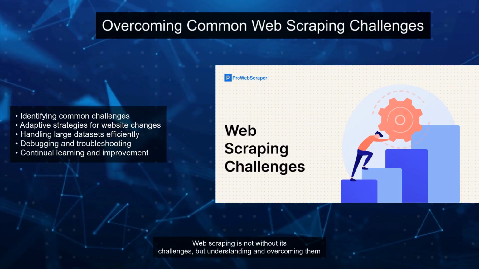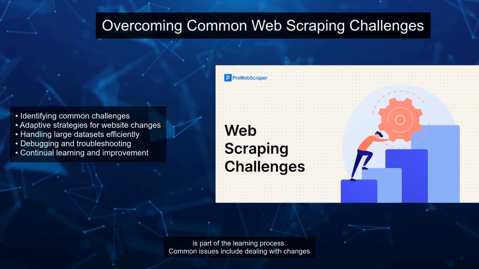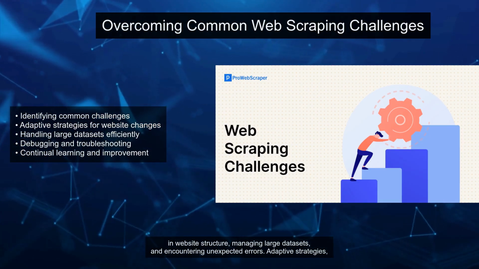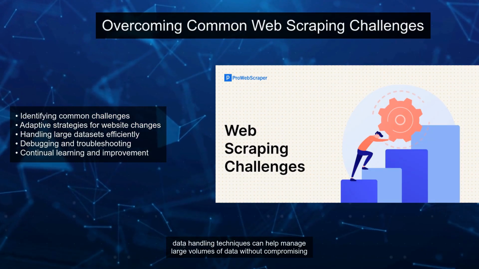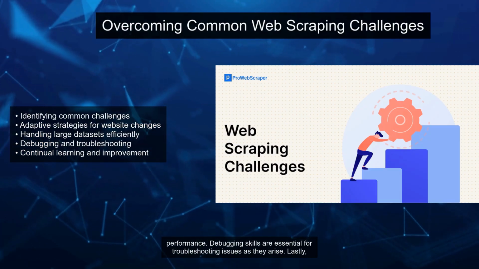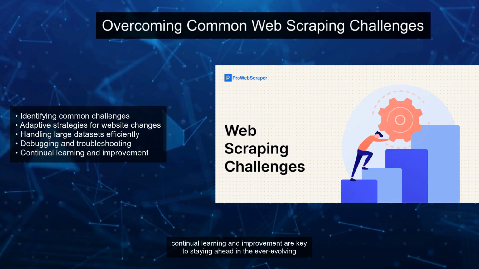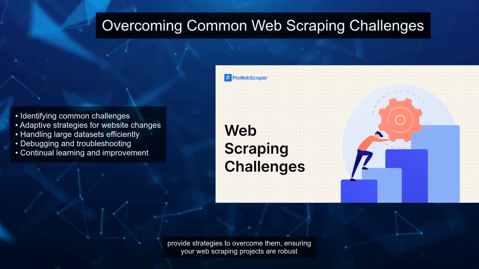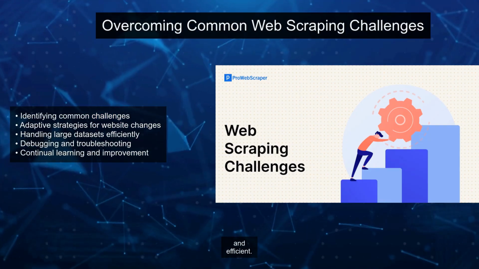Web scraping is not without its challenges, but understanding and overcoming them is part of the learning process. Common issues include dealing with changes in website structure, managing large datasets, and encountering unexpected errors. Adaptive strategies, like building flexible scrapers that can adjust to changes, are crucial. Efficient data handling techniques can help manage large volumes of data without compromising performance. Debugging skills are essential for troubleshooting issues as they arise. Lastly, continual learning and improvement are key to staying ahead in the ever-evolving landscape of web scraping. In this block, we'll explore these challenges and provide strategies to overcome them, ensuring your web scraping projects are robust and efficient.